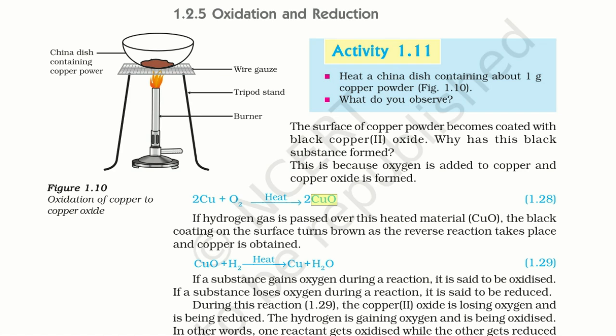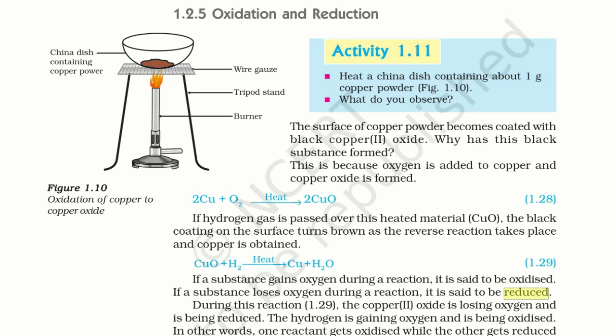Now what happens when hydrogen gas is passed over it? If hydrogen gas is passed over this heated material, the black coating on the surface turns brown as a reverse reaction takes place. And again we obtain copper. So if a substance gains oxygen during a reaction, it is said to be oxidized. If a substance loses oxygen during a reaction, it is said to be reduced.